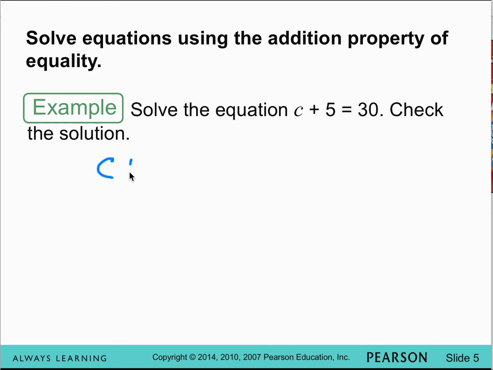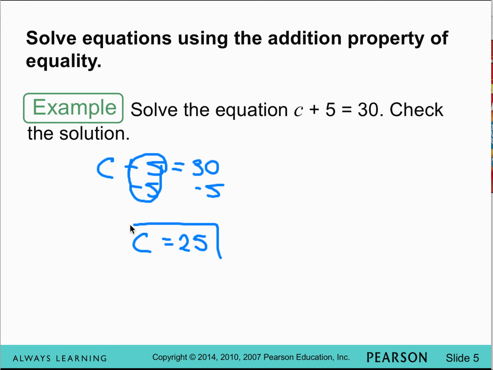So for example, that one we were talking about, using our addition property of equality, I want the C all by itself. I don't want any numbers over here. So if I have a plus 5, I'm just going to do minus 5. I just have to remember to do the same thing to both sides. The reason that I did minus 5 is because now that's 0. Plus 5 minus 5 is 0. And C plus 0 is just C. And then 30 minus 5 is 25. And of course we already knew that.